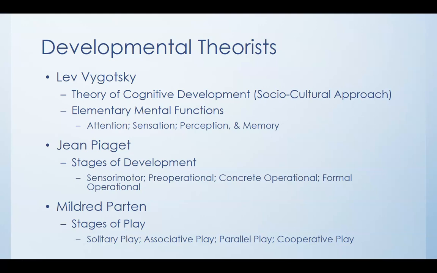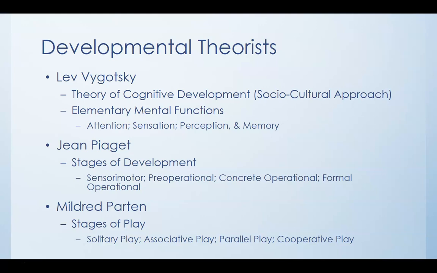Concrete operational is the next stage and spans from age 7 to 12. Piaget indicated that children in this stage are thinking less egocentrically and may have become more aware of external events. The final stage is formal operational, and this stage includes children from adolescence through adulthood. Children in the formal operational stage are able to think logically and use symbols to relate to abstract concepts.